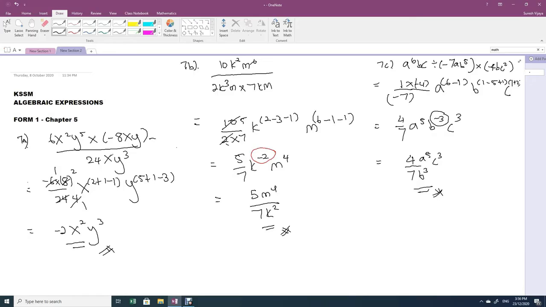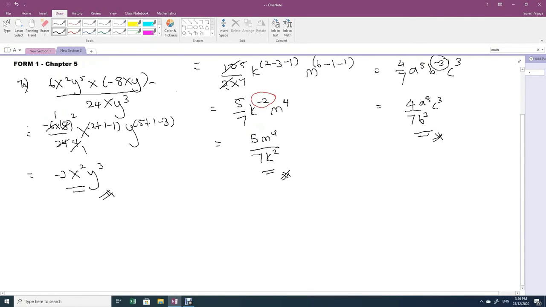Okay, we move to the next question, 7d. Write down the question: negative 6 e f to the power of 5, times 3 f g to the power of 3, divided by 12 e g.